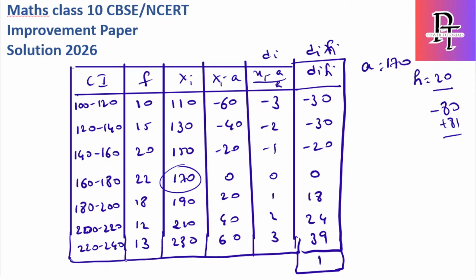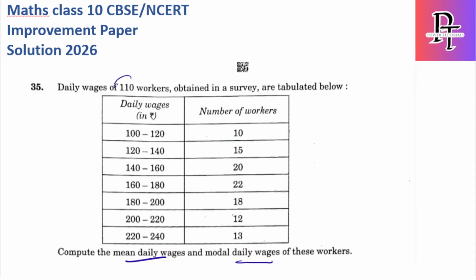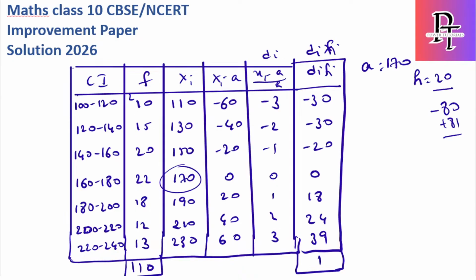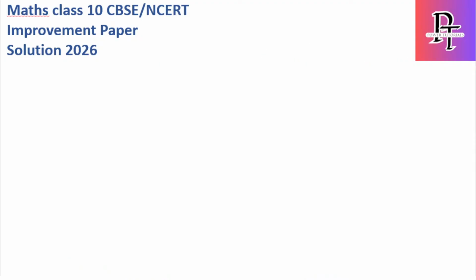What about sigma fi? I think sigma f is already provided in the question as 110, so there is no need to find it again. You can directly use sigma f as 110. So we have the sigma f value, the sigma di fi value, and we have the h value. Okay, let's find the mean first.